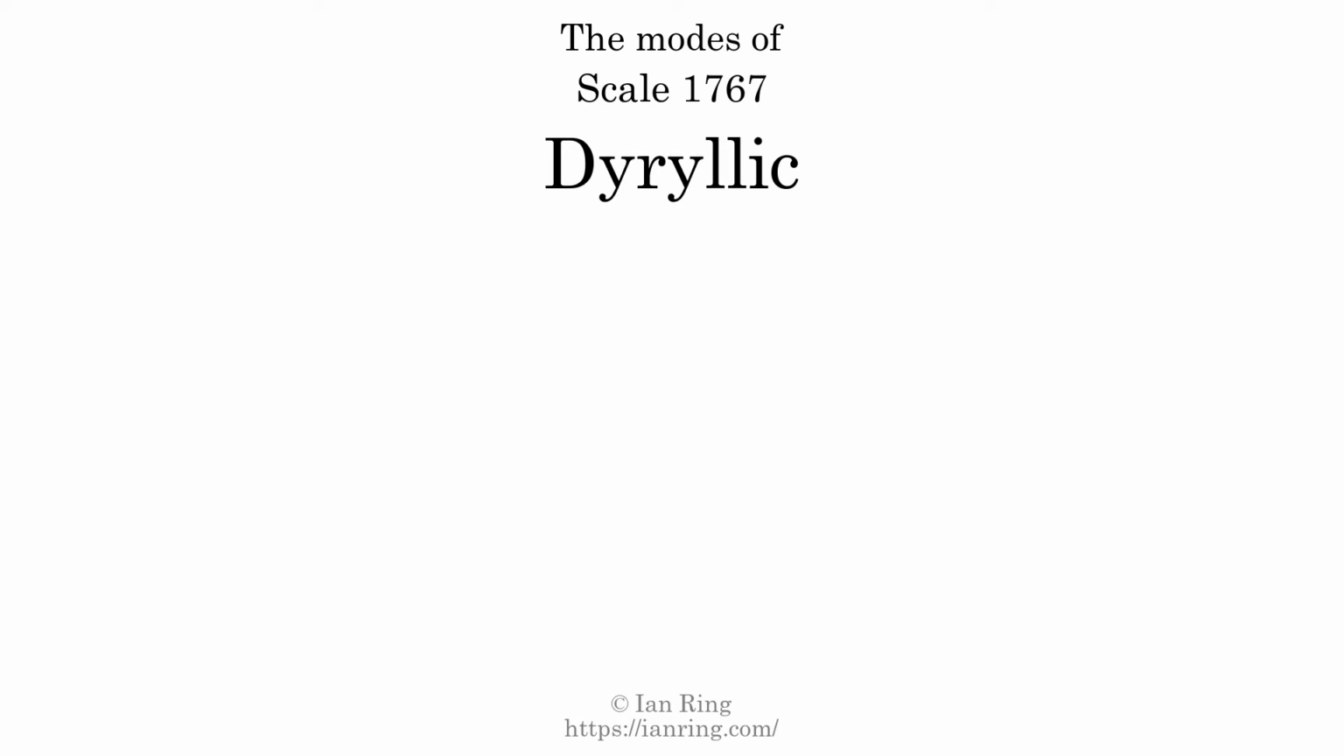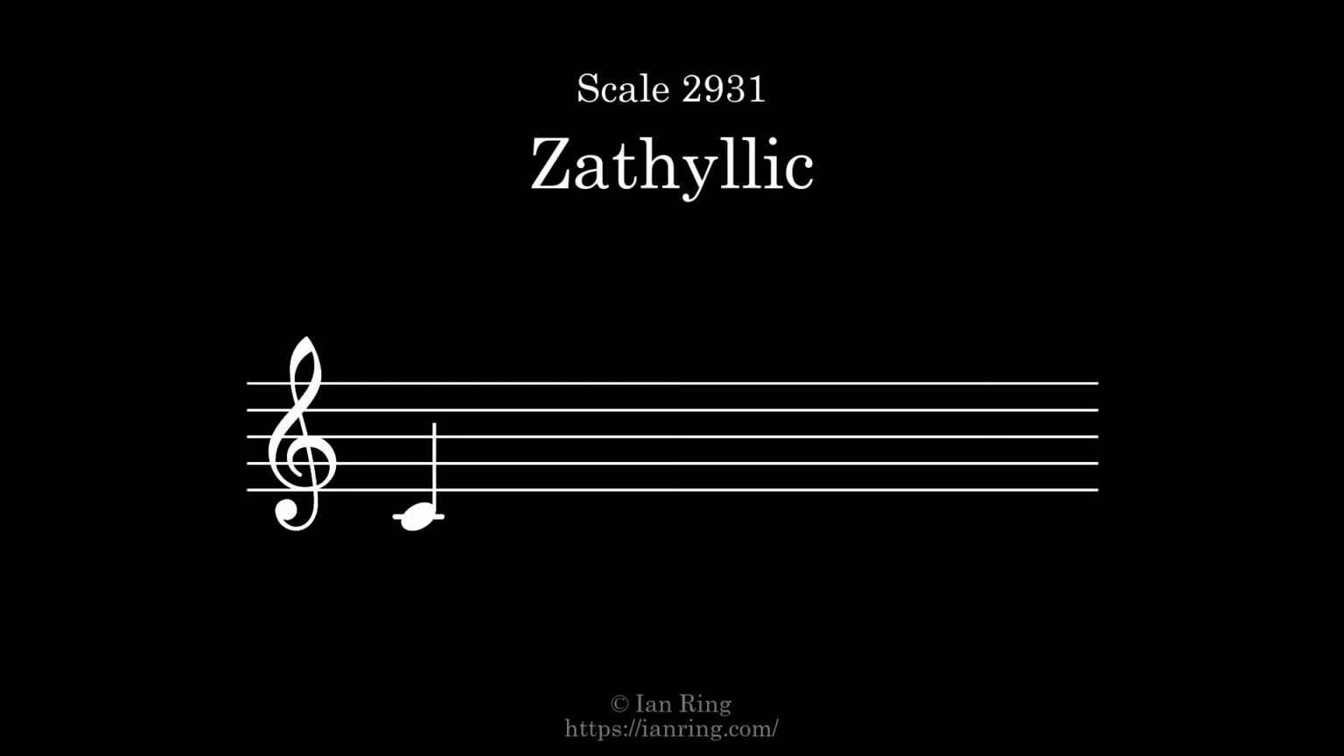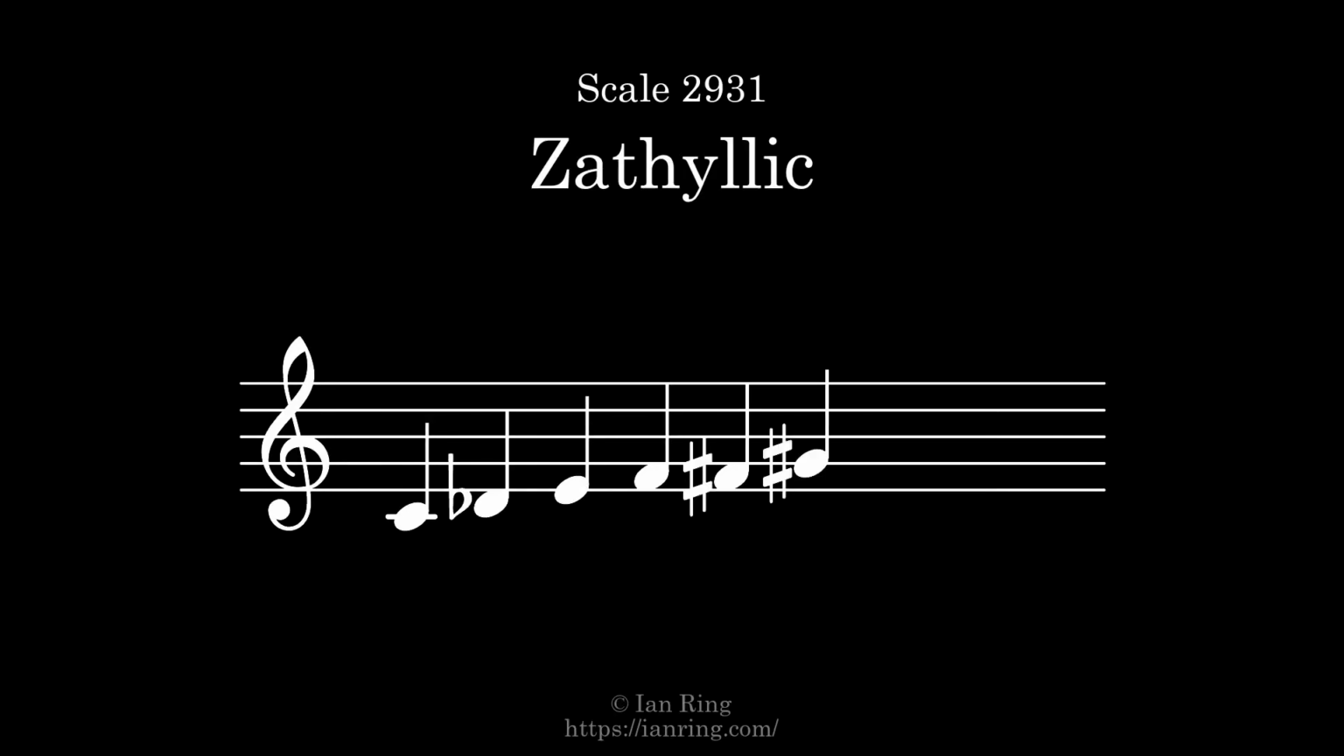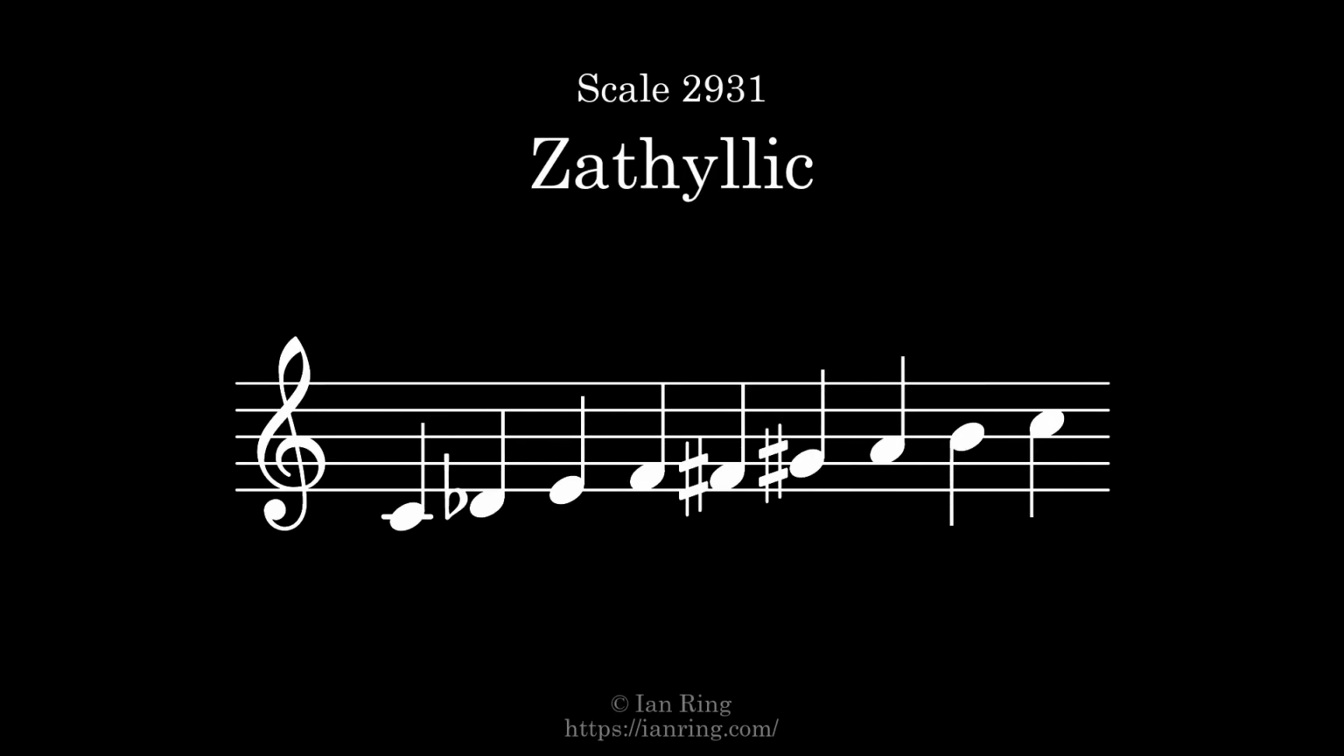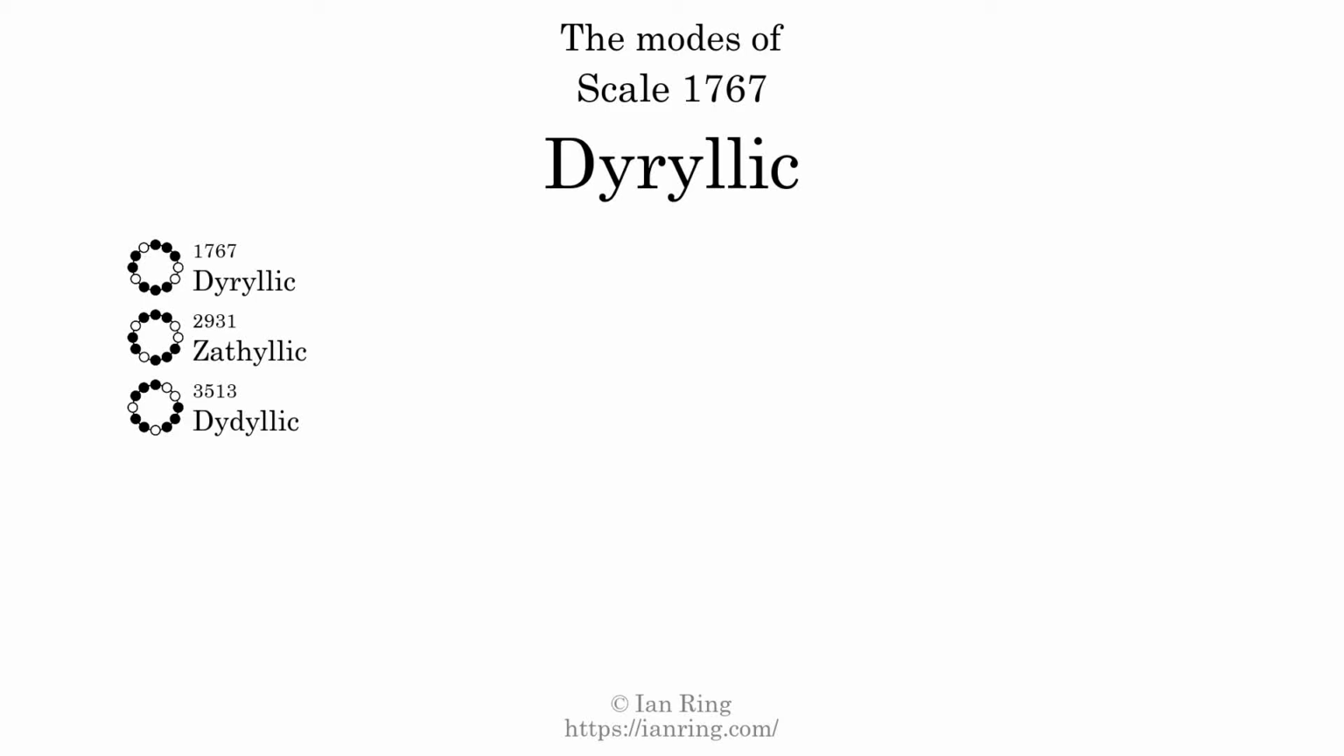This scale has 8 modes. The first mode is itself. The second mode is scale 2931, also known as Dyryllic. It sounds like this. The third mode is scale 3513, also known as Dyryllic. It sounds like this.